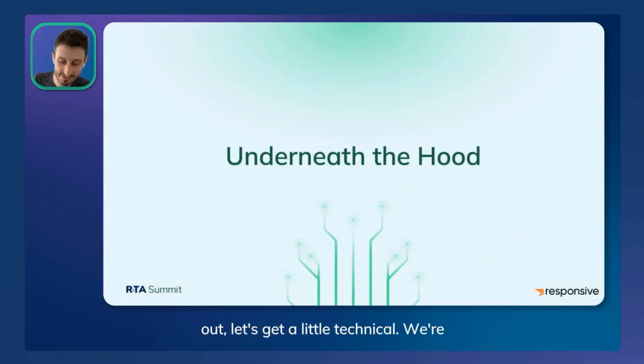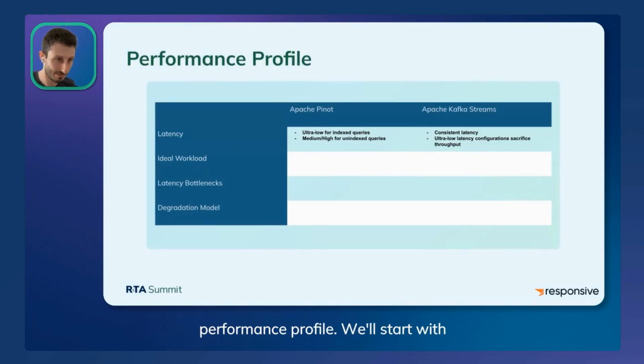In order to figure this out, let's get a little technical. We're going to look under the hood at the performance and architectural distinctions of the two technologies. So let's start with the performance profile, and with latency. Databases like Apache Pinot are really optimized for ultra low latency on indexed queries, right? You can easily get into single digit millisecond queries and get your answers very quickly. Now, this is true for indexed queries. Unindexed query use cases can be medium to high latency.